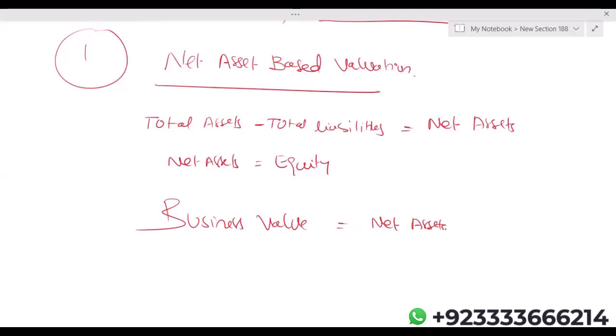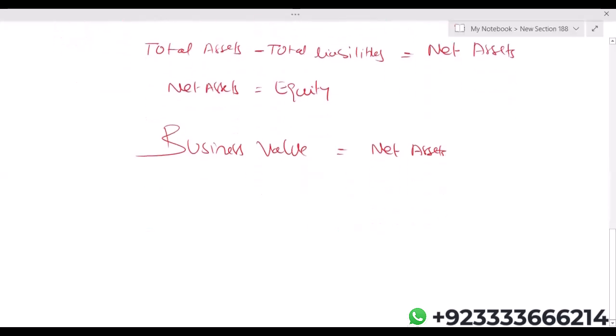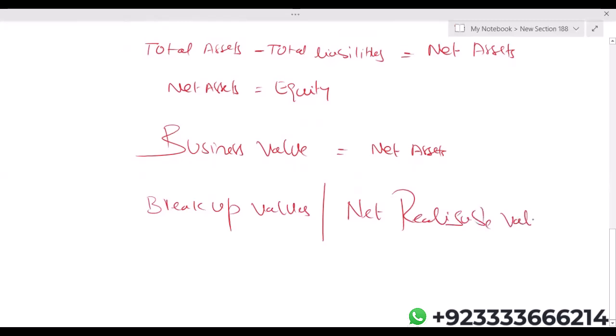Now, there's one more method of valuing the net asset, that is breakup values or net realizable values. Now, what do you mean by net realizable values? Please try to understand. And when do we use these breakup values and net realizable values?